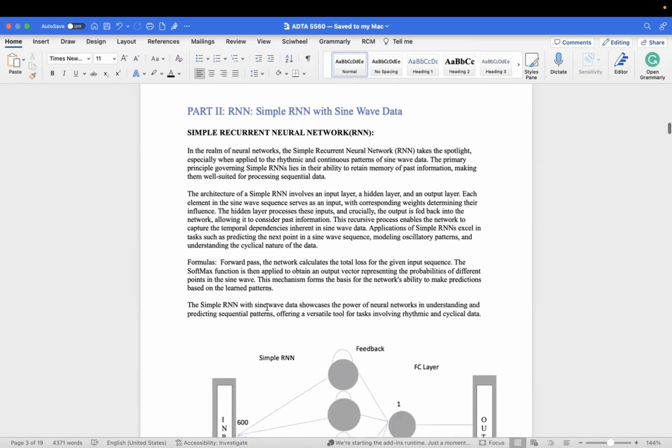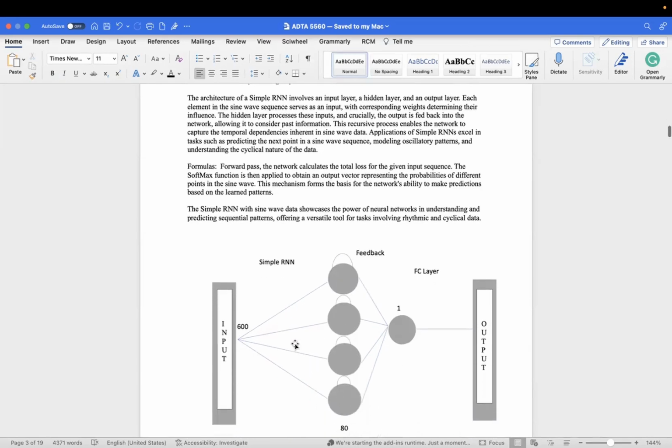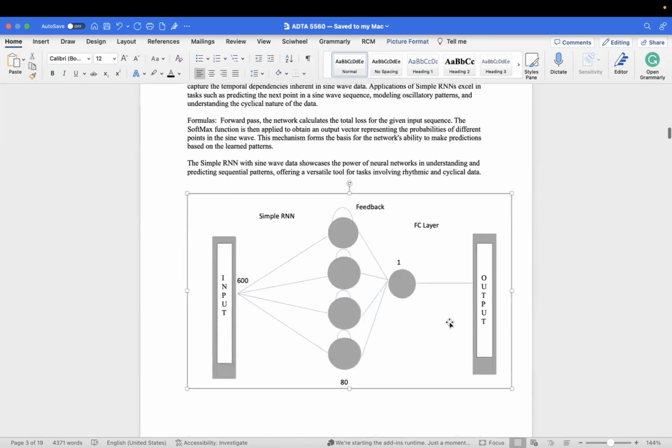A simple RNN consists of an input layer, a hidden layer, and an output layer. Each point in the sine wave sequence becomes an input with an assigned weight determining its impact. The magic happens in the hidden layer, and here is a twist: the output gets looped back into the network, letting it remember what it has seen before. The ability to retain memory is what sets the simple RNN apart. This memory recall is perfect for handling sequences where the order of events matters, like in sine wave data.